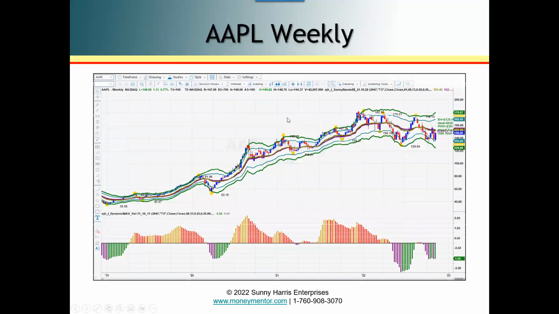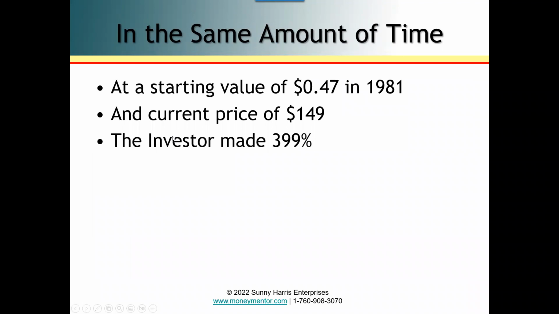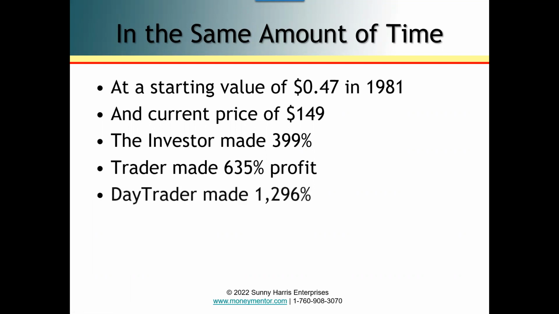On a weekly chart, same Apple, same idea, weekly chart of that. Shows you all the ideal entries and exits. In the same amount of time, at a starting value of 47 cents in 1981 and a current price of 149, the investor made 399%. That's pretty good on Apple. But the trader made 635% profit. Of course, this is theoretical, but you know, it works.